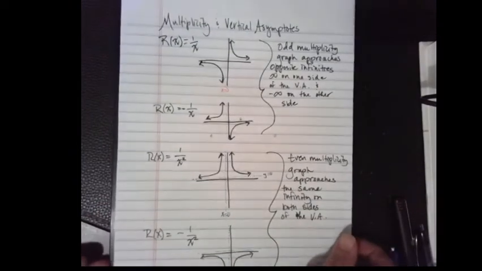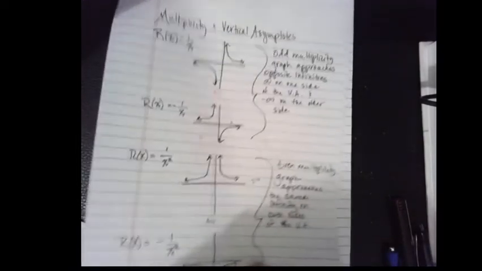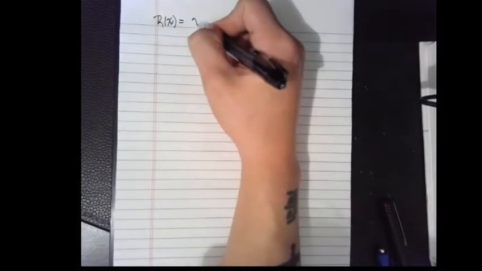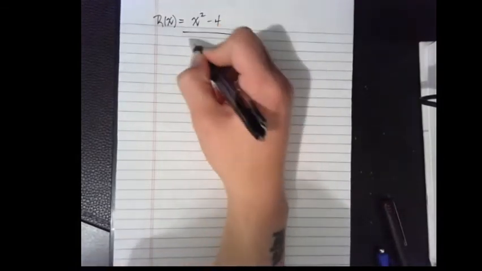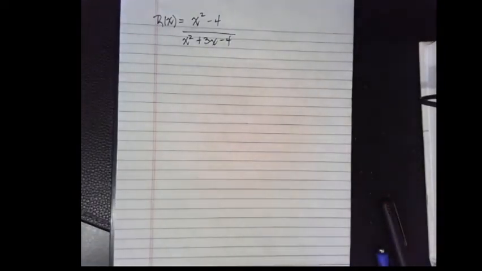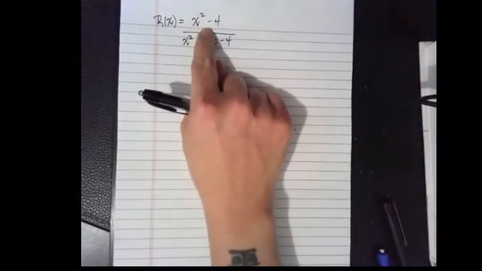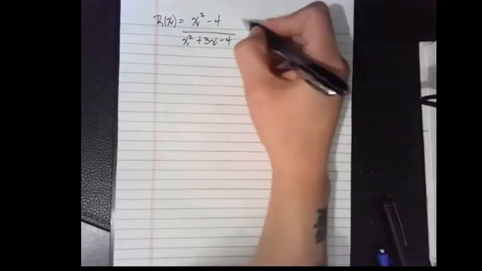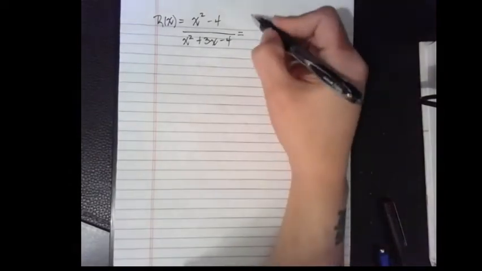Okay. So let's try to put this all together, and let's start the process of pulling information from an equation in order to graph it. So let's say we have r of x is equal to x squared minus 4 over x squared plus 3x minus 4. Okay. So our end goal is to graph this, but the first thing that we want to do whenever we see a rational equation is to factor it.